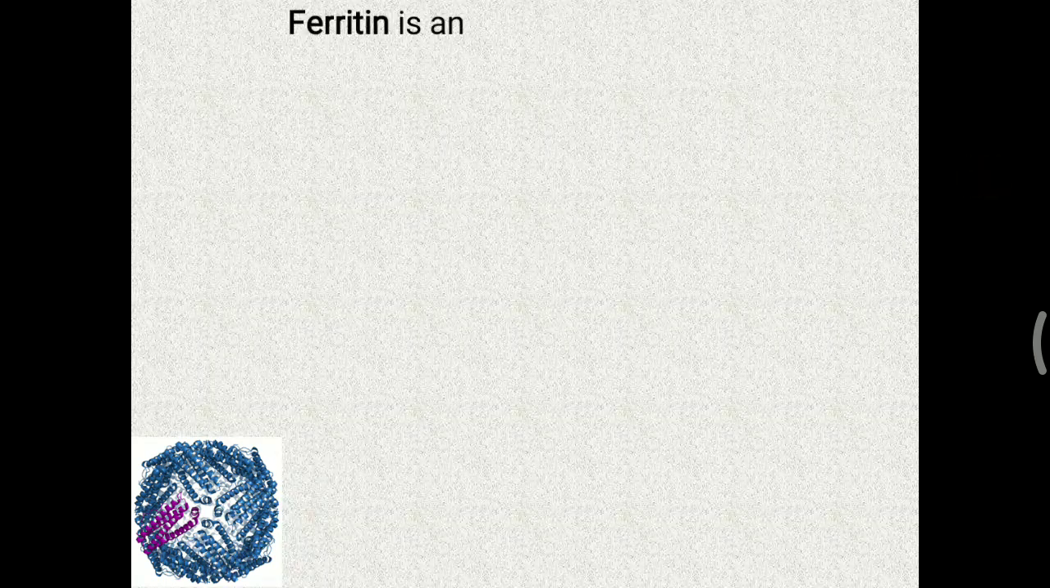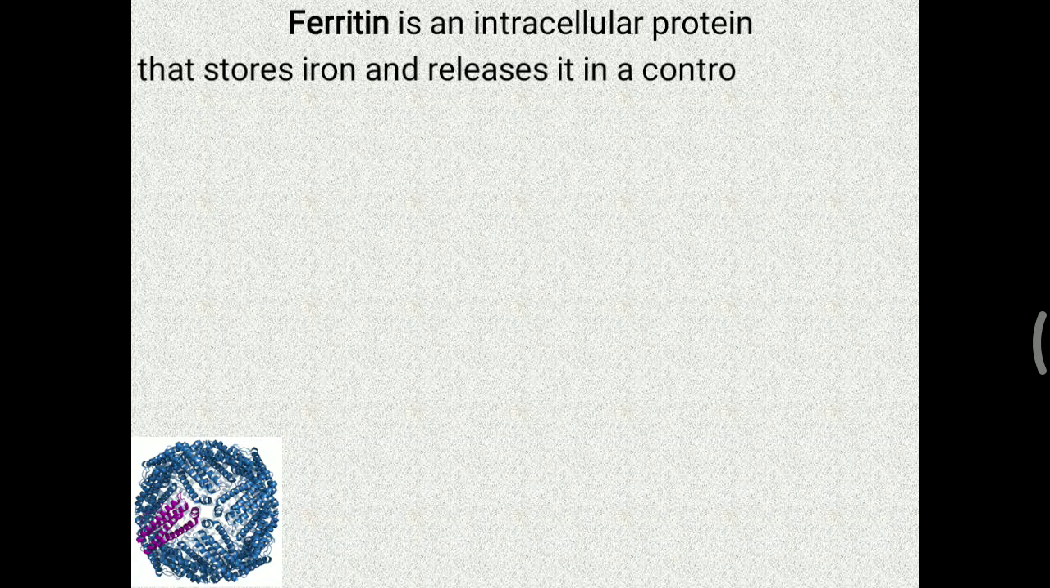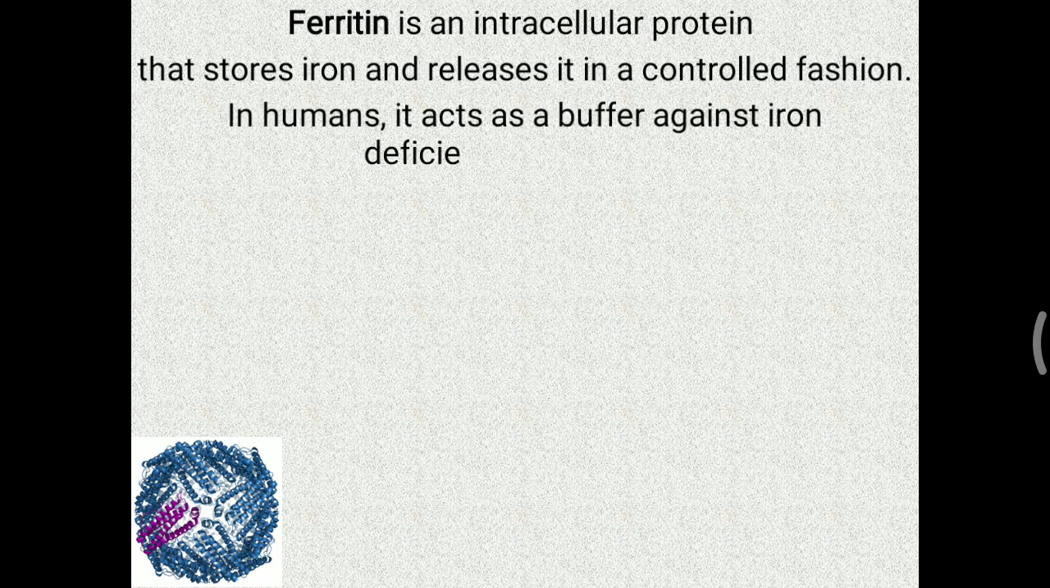Ferritin is an intracellular protein that stores iron and releases it in a controlled fashion. Whenever excess iron is present, it will be stored in the body in the form of ferritin. Basically, ferritin works as a buffer molecule against iron deficiency and overload. Simply, when sufficient iron is present, it will be stored as ferritin, but when iron is needed and not available, it is provided from this ferritin molecule.